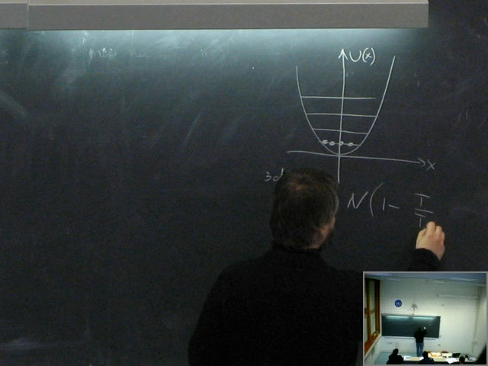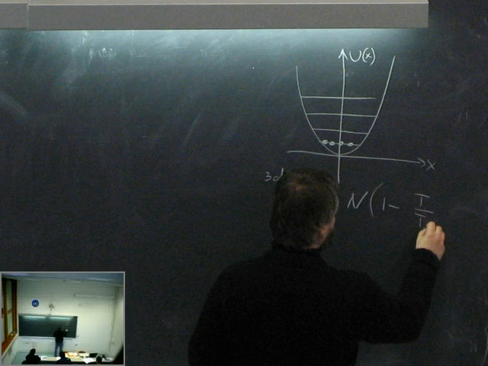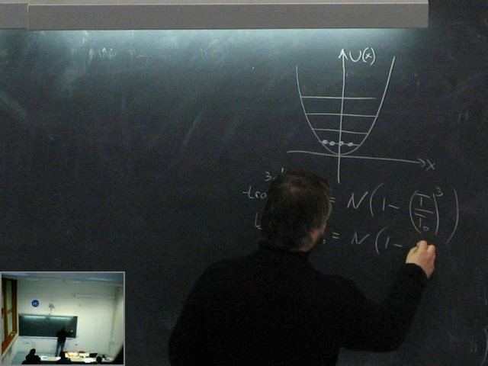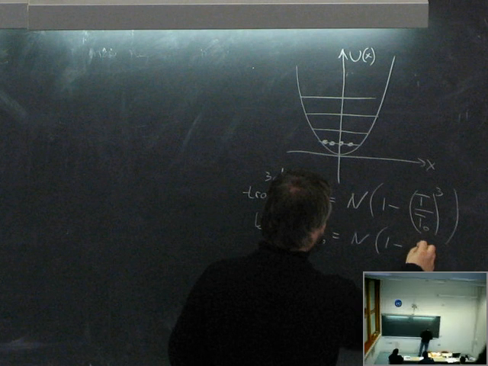So this is trap, the answer should be contrasted to the answer for the box, which is 1 minus t over t0 to the power 3/2.